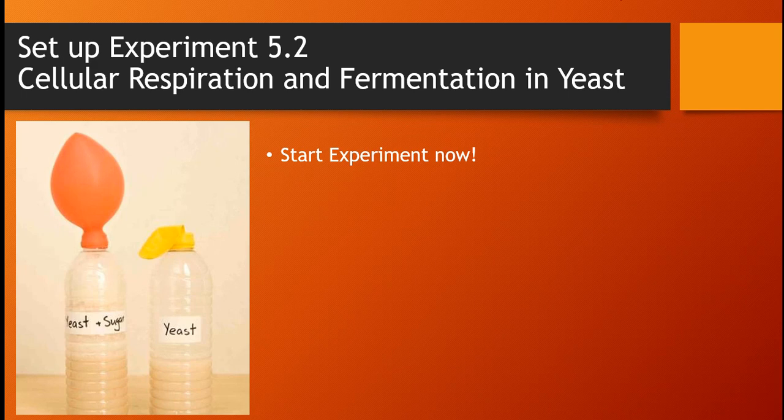Hello students, here we are in Biology 1. This is Module 5B. I have the picture up right here of an experiment that's in your book. It's called Experiment 5.2. I believe that is accurate, still the name of it. And it's a nice one to set up.